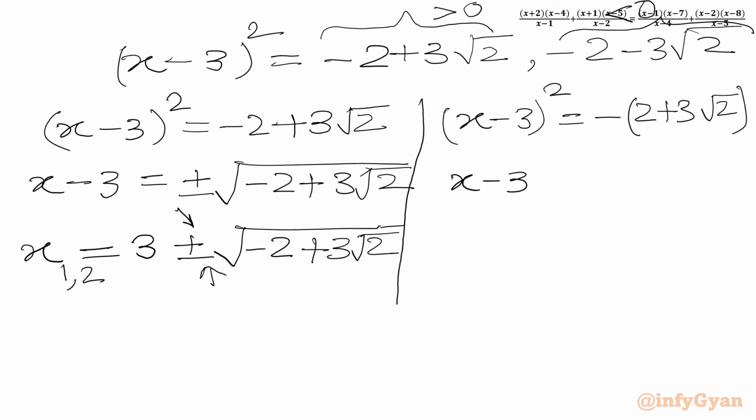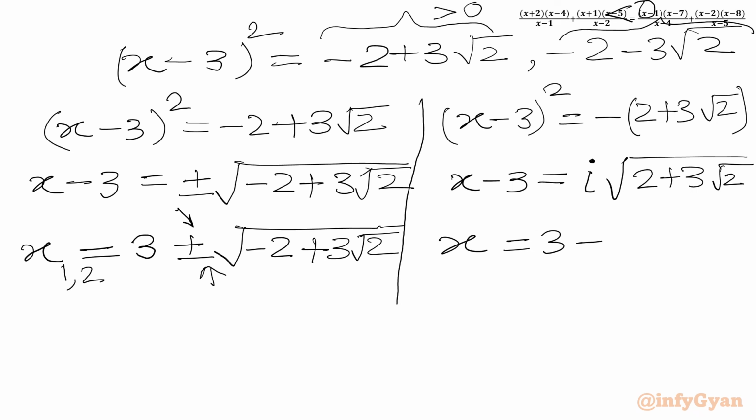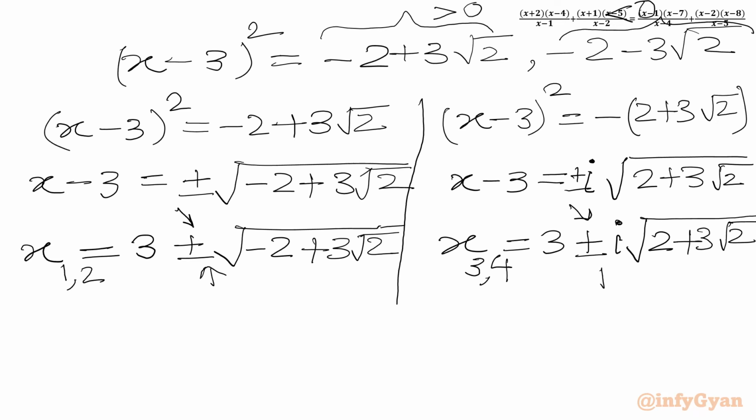So we can write x minus 3 equal to plus minus square root of minus 1. So we will write the complex number i. And then we need to put 2 plus 3 root 2 inside the square root. Now we will add 3 to both sides. So we will get x equal to 3 plus minus. Here we have to consider the plus minus sign also. Plus minus i times square root of 2 plus 3 root 2. I will write here solution number 3 and 4, one with the plus sign, another with the minus sign.